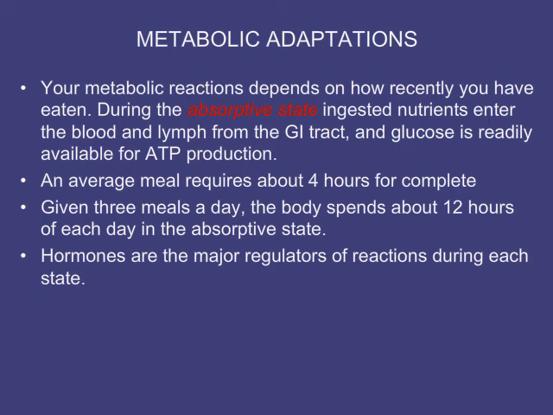The absorptive state happens when we're ingesting food, and that food is being broken down in the small intestine and absorbed through the GI tract. In this case, glucose is going to be readily available for ATP production. And remember, the organs that require glucose are things like the brain and spinal cord. They run exclusively on glucose.